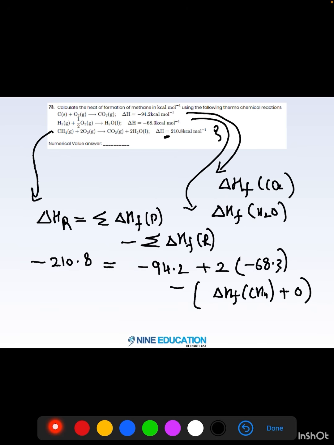Now delta HF of CH4 you can take on the left side, so we'll be getting delta HF of CH4. When you solve this simple equation, you will get delta HF of CH4 around minus 20 kilocalories per mole. It will be coming, right? And in your OMR you can put the modulus value for this, which will be 20. So this is how you are supposed to approach this problem, in a very simple way.